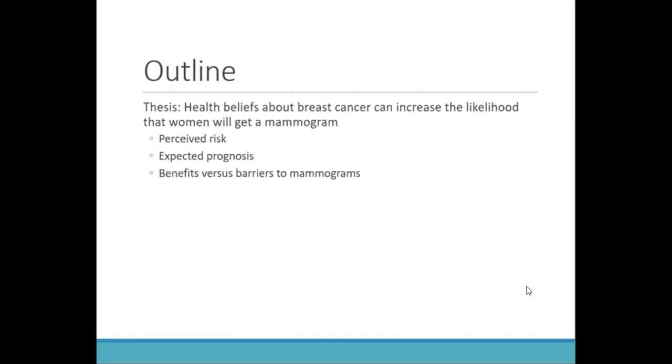Okay, so this is just an example of an outline that I've done for a paper that we actually ended up getting published a few years ago now. In the very beginning of an outline, what I do is I think about my thesis and I think about the subpoints that I want to make. In this case, it was a study looking at attitudes and beliefs about breast cancer and how that influenced women's likelihood to get a mammogram. In particular, I looked at women's perceptions of risk, their expected prognosis, what they thought it would look like if they were to get breast cancer, and then the benefits versus barriers to getting mammograms.